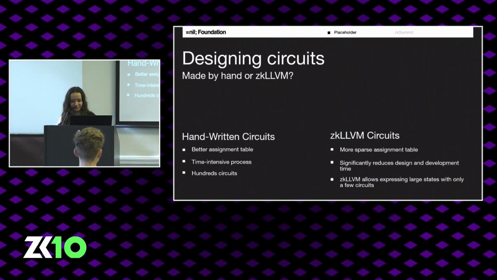And if we just take zk-LLVM, it would take just a minute. And I think it's a great thing. But we have one drawback. We have drawbacks when we use zk-LLVM. It would be a more sparse assignment table. But maybe we can avoid it. Maybe we can do it via zk-LLVM as well as a human design.